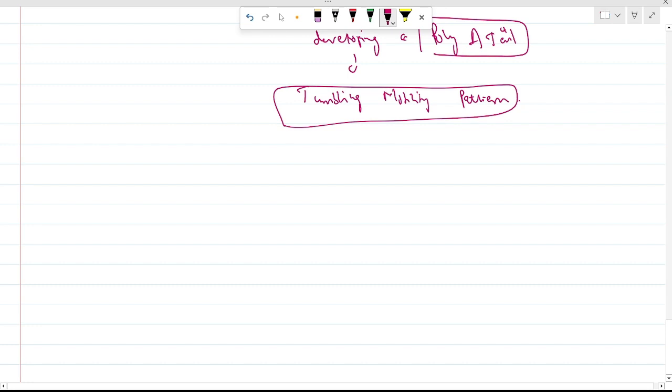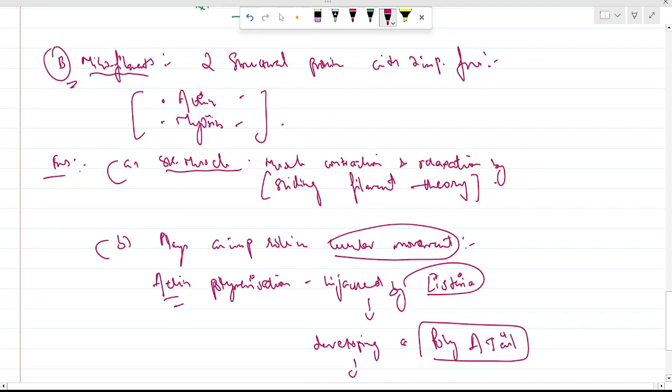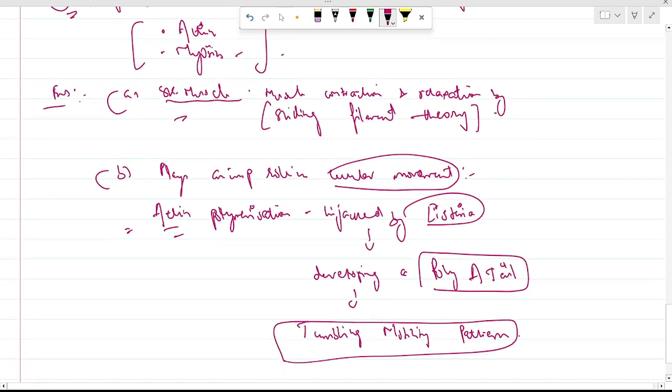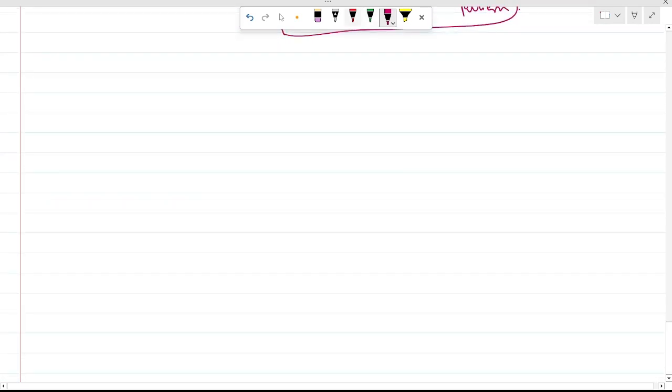So next, we have discussed the microfilaments, the actin and myosin, their roles in skeletal muscle and in cellular movement, and how it is hijacked by this Listeria organism. Next we are going to see the intermediate filaments.